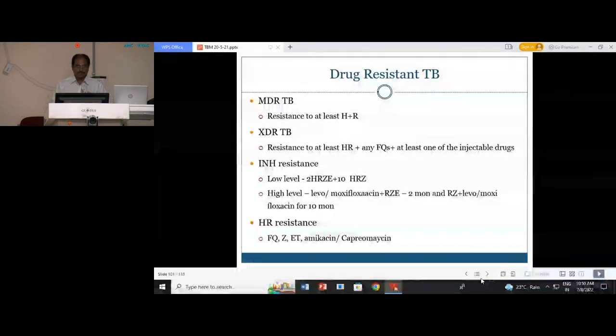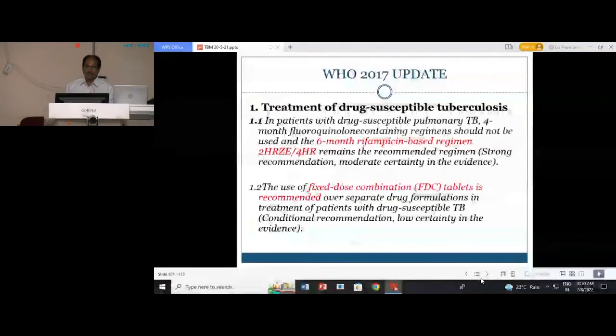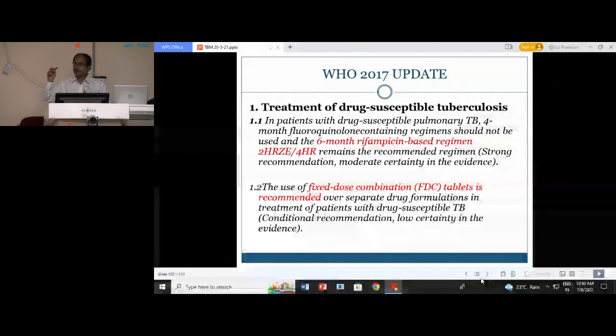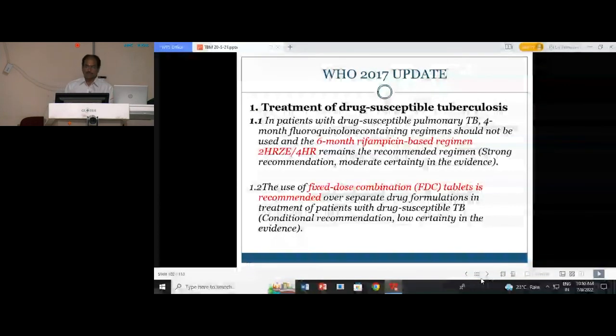So, some guidelines. WHO 2017 guidelines: 6 months of rifampicin-based regimens for pulmonary tuberculosis, with fixed dose combination preferred over separate drugs. Some people write rifampicin, INH, pyrazinamide separately, but the preferred option is fixed dose combination. You have AKT4 or 4-COX, which is a fixed dose combination. Daily dosing remains the recommended dose frequency.